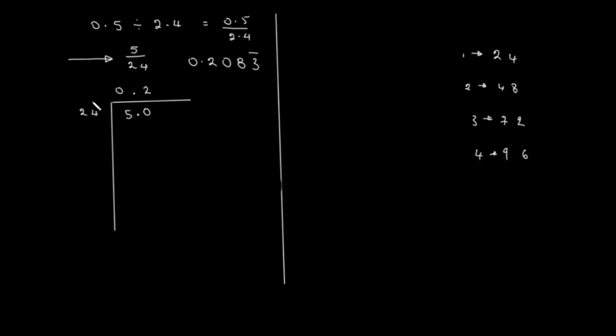2 times 24 is 48. We now ignore the decimal point. We're just looking at the numbers. Do your subtraction, and your remainder is 2. Okay, we need 2 digits because we've got to divide 2 digits into here. So we put another naught and we bring it down.